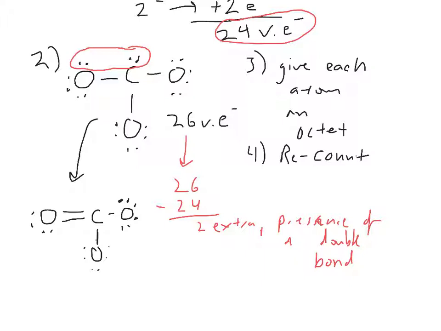But we recount. 2, 4, 6, 8, 10, 12, 14, 16, 18, 20, 22, 24. That matches our original count. So that is a Lewis structure for carbonate. Now this double bond, I could have drawn it here, I could have drawn it there. Those all would have been equivalent. And those are called resonance structures, when you have multiple choices for where you put that double bond.